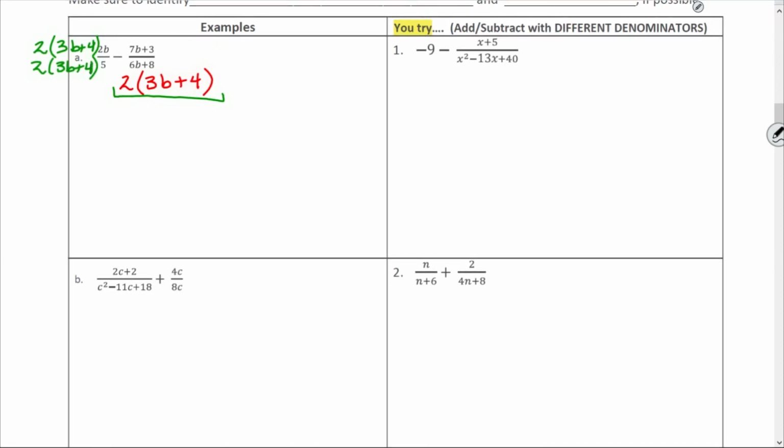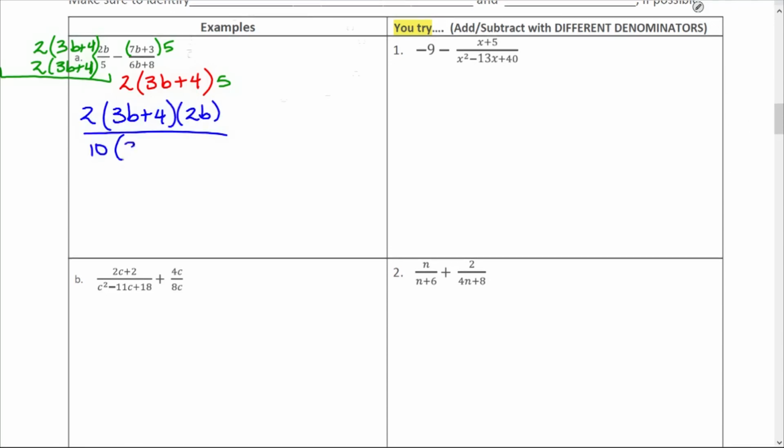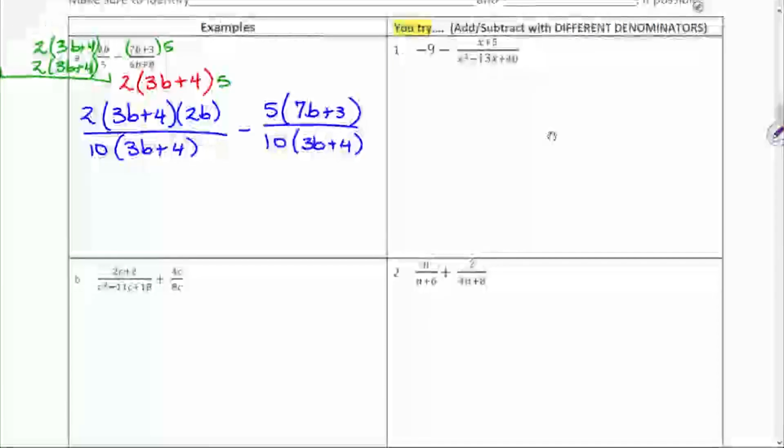Similarly, I now look at this denominator and say, what does that one have that this one doesn't? And the answer is that 5. Multiply this times 5 and this times 5. And now I have a common denominator. Now let's rewrite this so it looks a little cleaner before we move forward. I took the liberty of multiplying 2 times 5 to be 10 in the denominators.